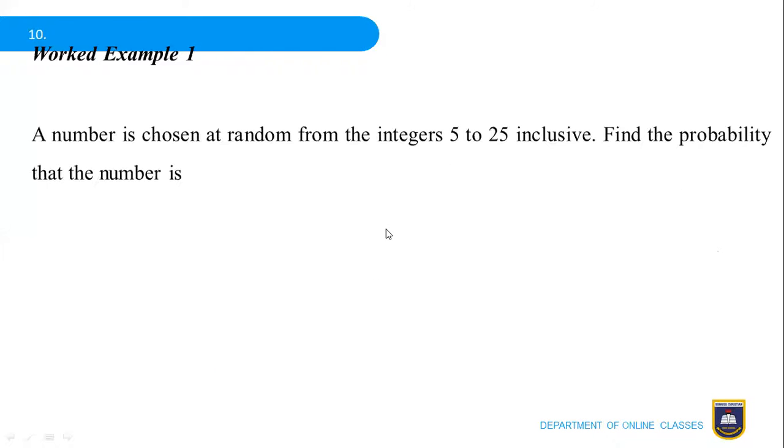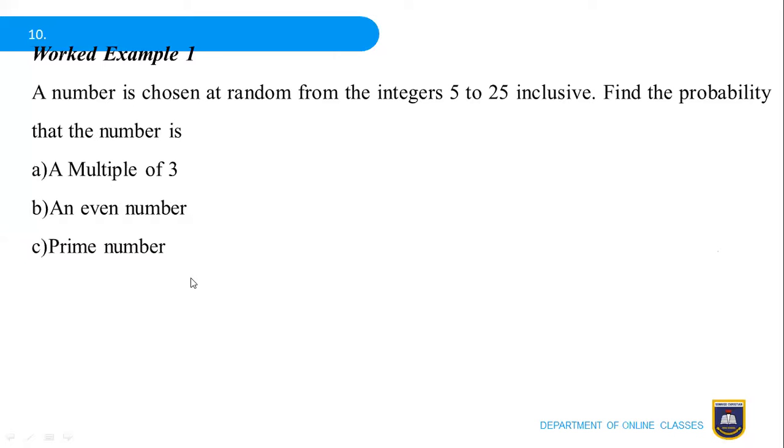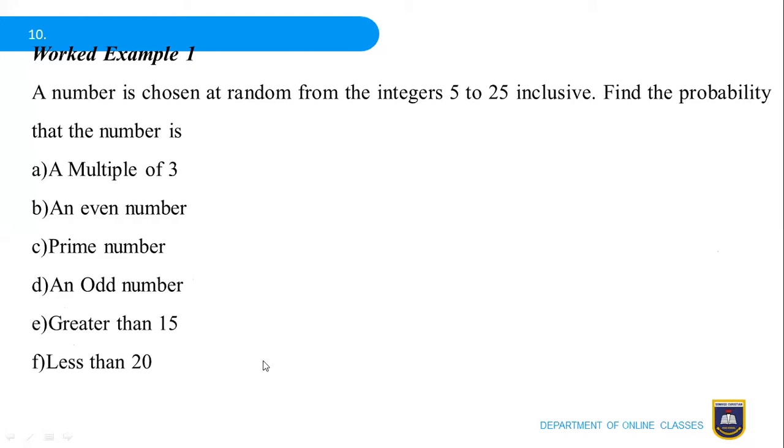Example 1. A number is chosen at random from the integers 5 to 25 inclusive. You see, 5 to 25, which means that 5 and 25 are both inclusive. Find the probability that the number is A, a multiple of 3, B, an even number, C, a prime number, D, an odd number, E, greater than 15, and F, less than 20. I want everybody to try the first one.